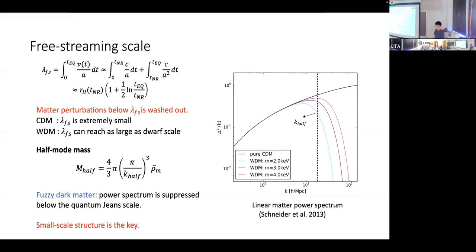In other dark matter models, for example the fuzzy dark matter case, the power spectrum can also be suppressed, but in another regime, due to another physics called the quantum Jeans scale. So in this case, it's not the free-streaming scale causing the suppression, it's the quantum pressure. But we can also similarly define a half-mode mass scale, which is what we will try to constrain from observations. The small-scale structure is the key that we can use to distinguish between different dark matter models.